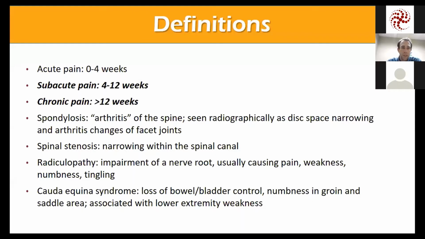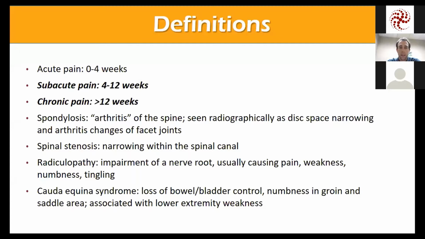Now, in terms of definitions, one thing I'll define is just the acute, subacute, and chronic pain. And so the significance of this is that we approach and treat acute pain different than we do subacute or chronic pain. Acute pain is defined as pain from 0 to 4 weeks, and then subacute to chronic is longer than 4 weeks. The term spondylosis is just referring to arthritis in the spine, whether it's the disc or the joints. Spinal stenosis means narrowing in your canal, so it's a very non-specific term, that there's a lot of factors that can narrow the canal and put pressure on nerves.